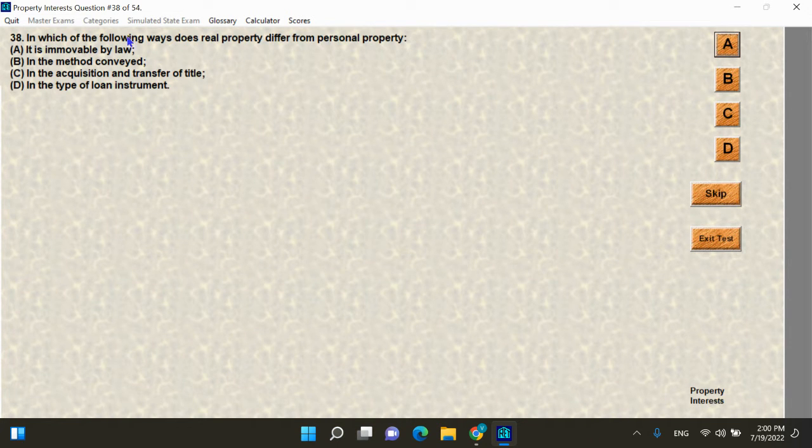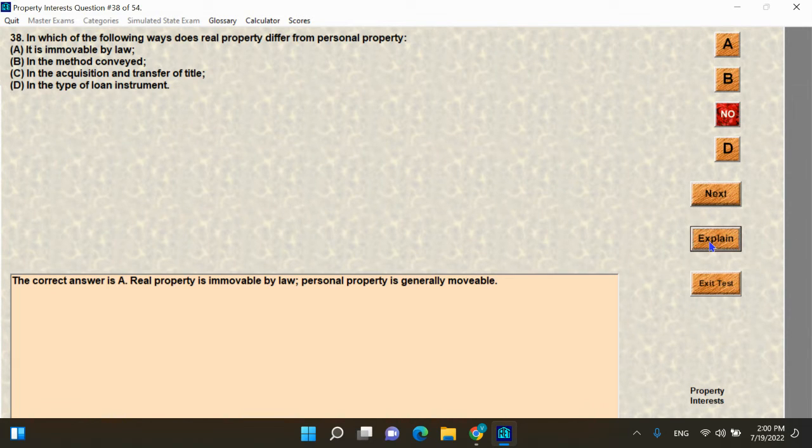38. In which of the following ways does real property differ from personal property? A. It is immovable by law. B. In the method conveyed. C. In the acquisition and transfer of title. D. In the type of loan instruments. The correct answer is A. It is immovable by law. Real property is immovable by law. Personal property is generally movable.